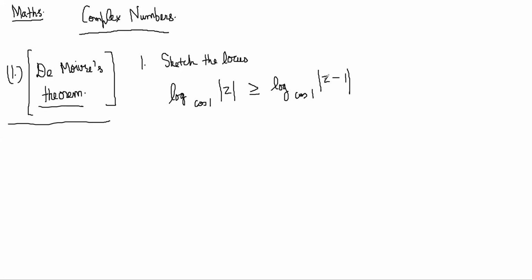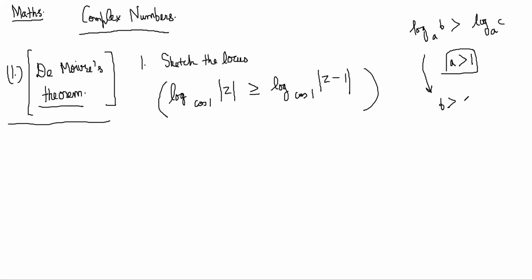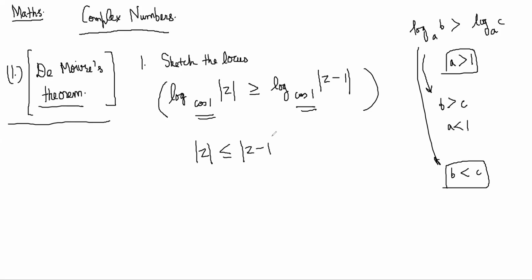So let's look at this one first. Here, sketch the locus of this complex number. First of all, you have to realize this is a logarithmic inequality. In a logarithmic inequality, it matters whether the base is greater than 1 or less than 1. If A is greater than 1, then this inequality means that B is greater than C. However, if A is less than 1, then this inequality means that B is less than C. Here the base is less than 1, right? So basically this inequality means mod Z is less than or equal to mod Z minus 1.